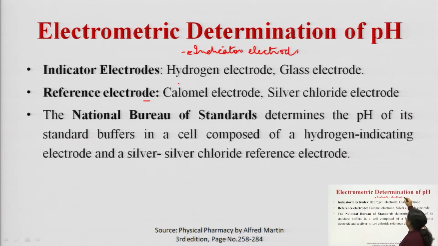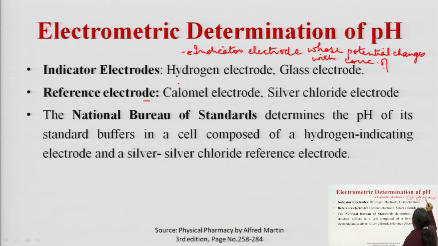whose potential changes with the concentration of hydrogen ion activity, right. So, if there is a change in the hydrogen ion concentration, the potential of the electrode will automatically change. If we have such a type of electrode with us, it is suitable for the determination of pH of the solution, right.